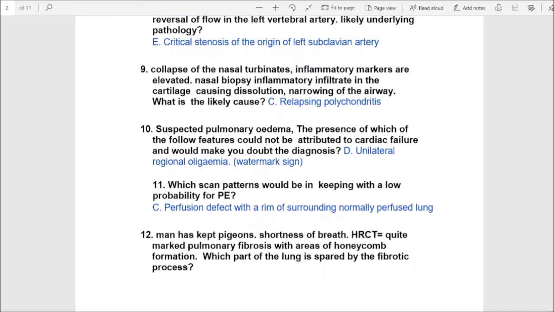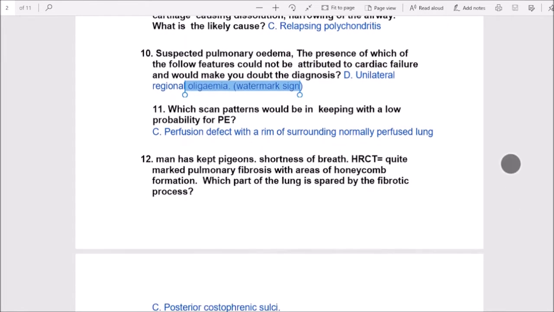Number 10, suspected pulmonary edema. Which of the following features could not be attributed to cardiac failure and would make you doubt the diagnosis? Unilateral renal oligemia. This is Westermark sign. This is seen in pulmonary embolism, and so it is not seen in cardiac failure. Unilateral oligemia is seen in pulmonary embolism.